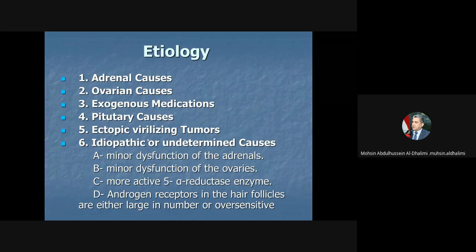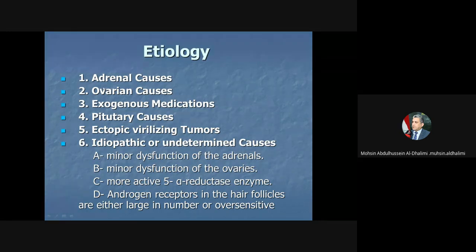لذلك هسه احنا بعد ما نعرف هذه المقدمة راح نعرف شنو الكوزز. أكيد راح يكون الكوز either adrenal like congenital adrenal hyperplasia, ovarian causes mostly polycystic ovary and rarely androgen secreting tumors. exogenous materials اللي بيها androgen أو بيها anabolic steroid. pituitary cause that causes stimulation of the adrenal glands. ectopic virilizing tumor, and sometimes we have idiopathic or undetermined causes.